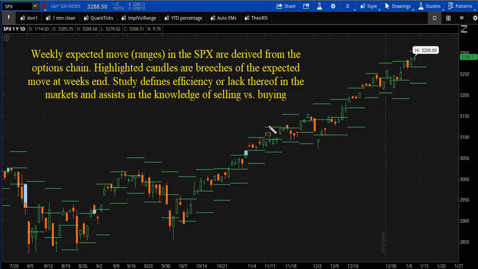You can look at this thing and think, oh, it's hitting the upper edge of the expected move. Okay, that is a high probability of pulling back to that edge. And you can see this time and time again.